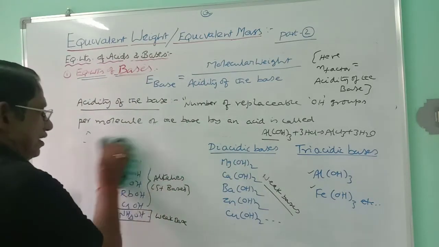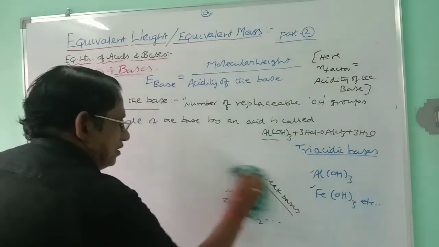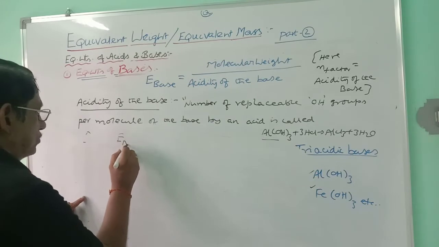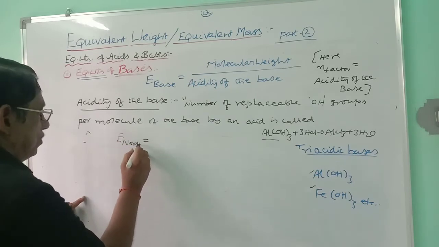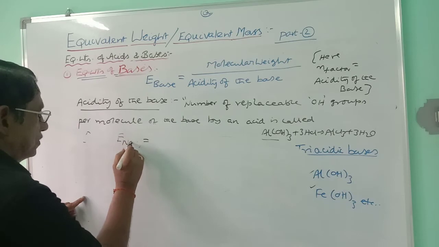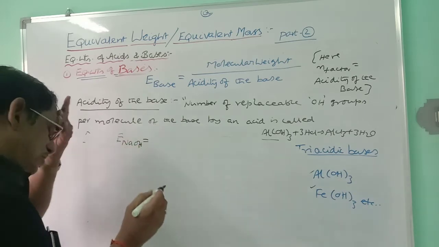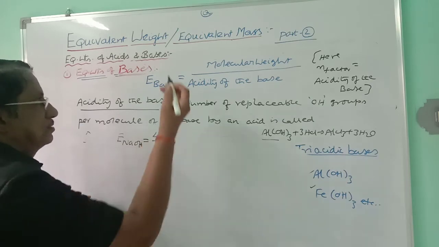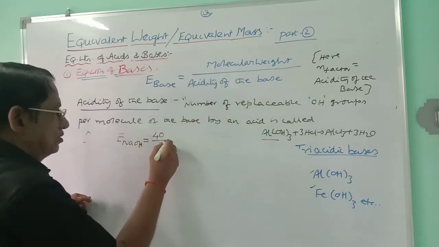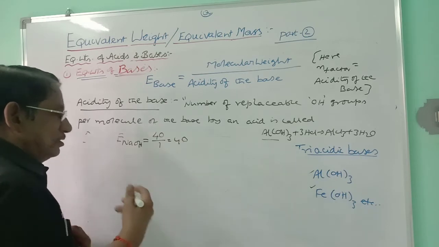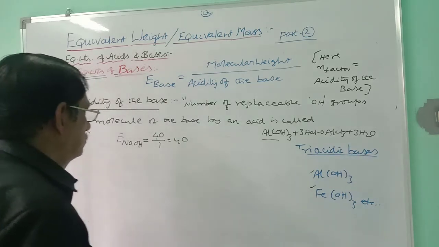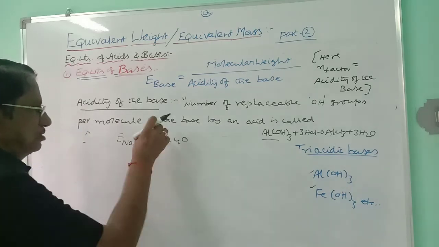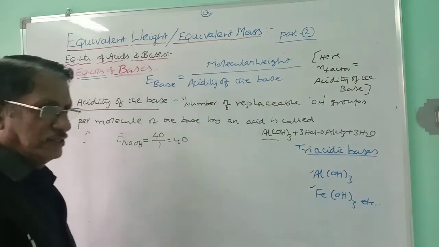monoacidic bases. And if you consider the equivalent weight of, for example, sodium hydroxide, molecular weight by 1. The acidity of the base is equal to 1, molecular weight is equal to 40, by the acidity of the base, which is 1, so it is equal to 40. Similarly, you can take any one of the monoacidic bases, always equivalent weight is equal to molecular weight.